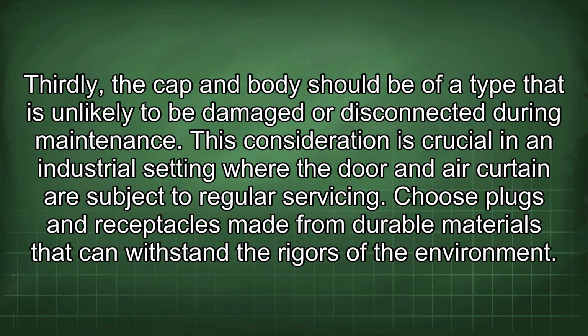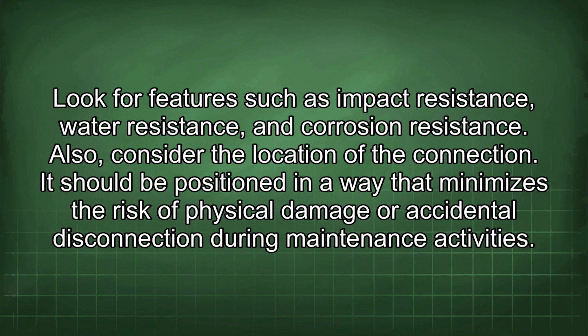Thirdly, the cap and body should be of a type that is unlikely to be damaged or disconnected during maintenance. This consideration is crucial in an industrial setting where the door and air curtain are subject to regular servicing. Choose plugs and receptacles made from durable materials that can withstand the rigors of the environment. Look for features such as impact resistance, water resistance, and corrosion resistance. Also, consider the location of the connection. It should be positioned in a way that minimizes the risk of physical damage or accidental disconnection during maintenance activities.